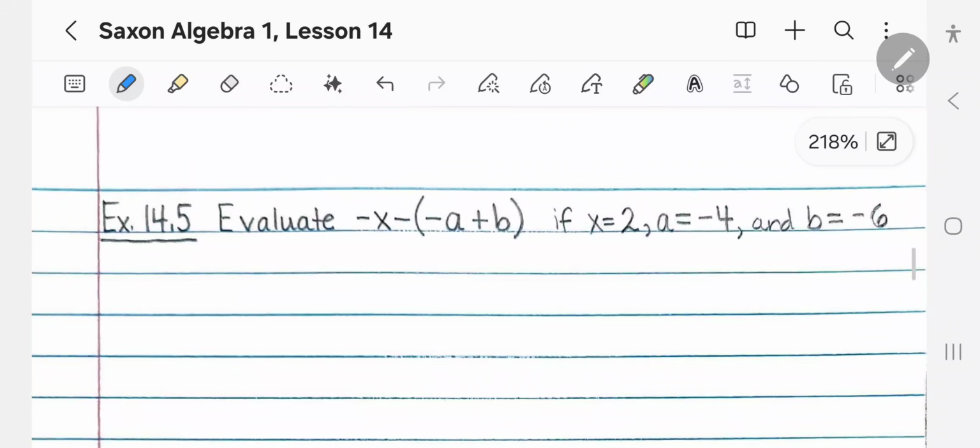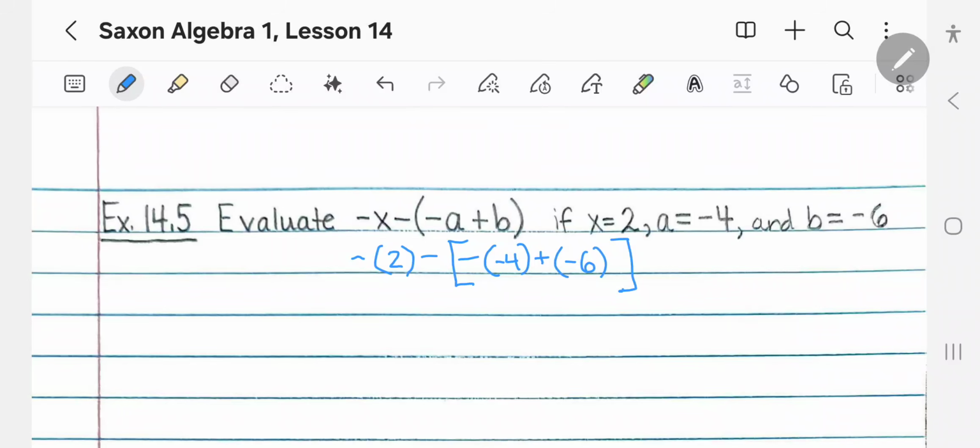14.5. I'm going to copy down the values. I've got a negative, or an opposite. I'm going to put the 2 inside, minus, negative. A is negative 4, plus B is negative 6. Now, if the book were to write this, they would probably put in brackets here instead of where I had kind of double parentheses.